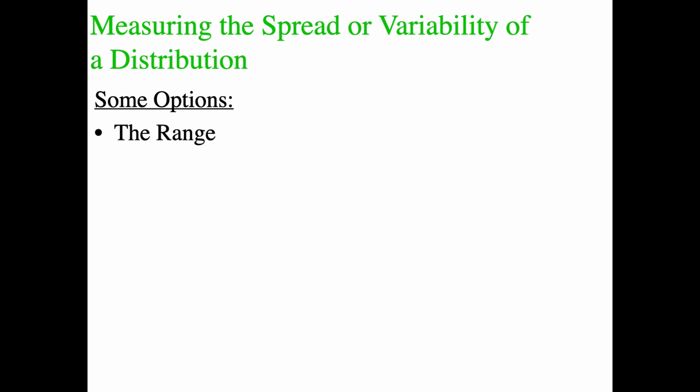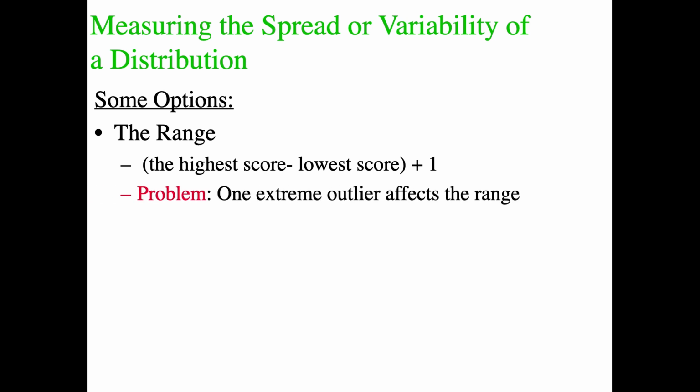For instance, one of them is called the range. The range is when you just take the highest score in your distribution and you subtract the lowest score from it and you add 1. So you just take the most extreme score you have and the lowest extreme score, the highest and the lowest score, and you subtract them and add 1, and then you have the range. The problem is that one extreme outlier really affects the range. So if you've got like a millionaire in your sample or a billionaire or somebody who's got a score that's way different from everybody else, you're going to get a much bigger range, and it doesn't really tell you too much then about how spread out your distribution really is in an accurate way.